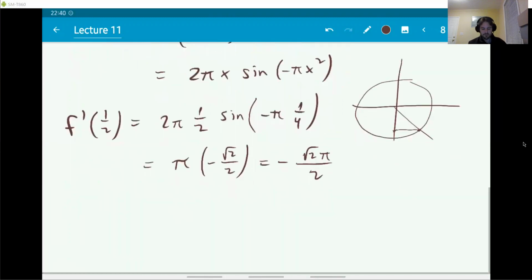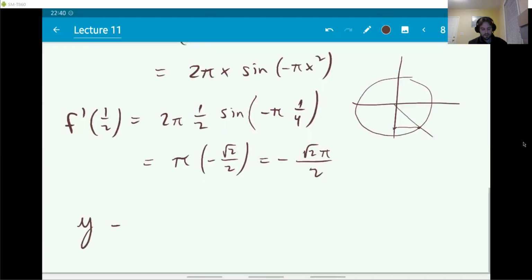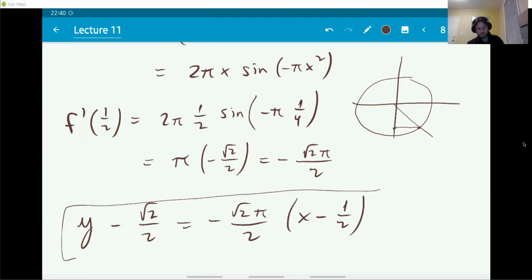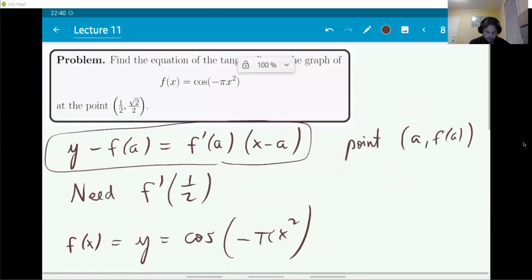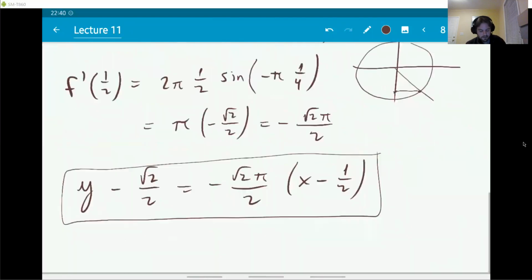Now you're good to go. The formula that you wanted, remember, here comes f of a, which was root 2 over 2. Here is the slope that we just found, the value of the derivative, and then x minus a is 1/2. You can leave it this way. Let me just double check that these were the correct values. Yes, you see here a and f of a, both positive, 1/2 and root 2 over 2. Those are right here. All right, moving on.